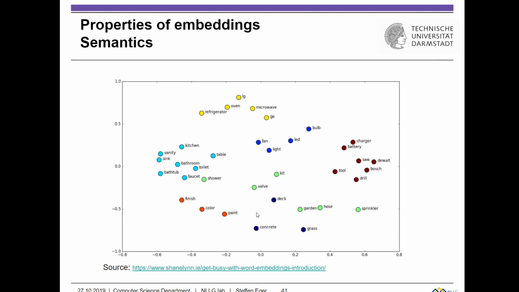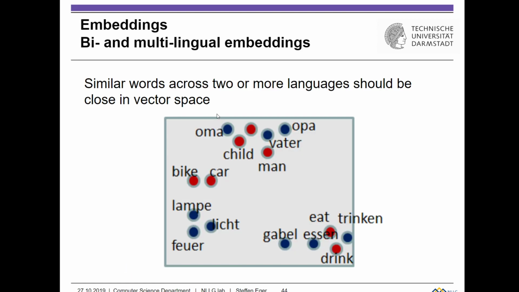And what we would typically see is that words that have similar meaning, for example battery and charger, or paint and color, or oven and refrigerator. Intuitively you would say that these words have similar semantics, they have a similar meaning, and we find that indeed these words end up close to each other in this vector space.